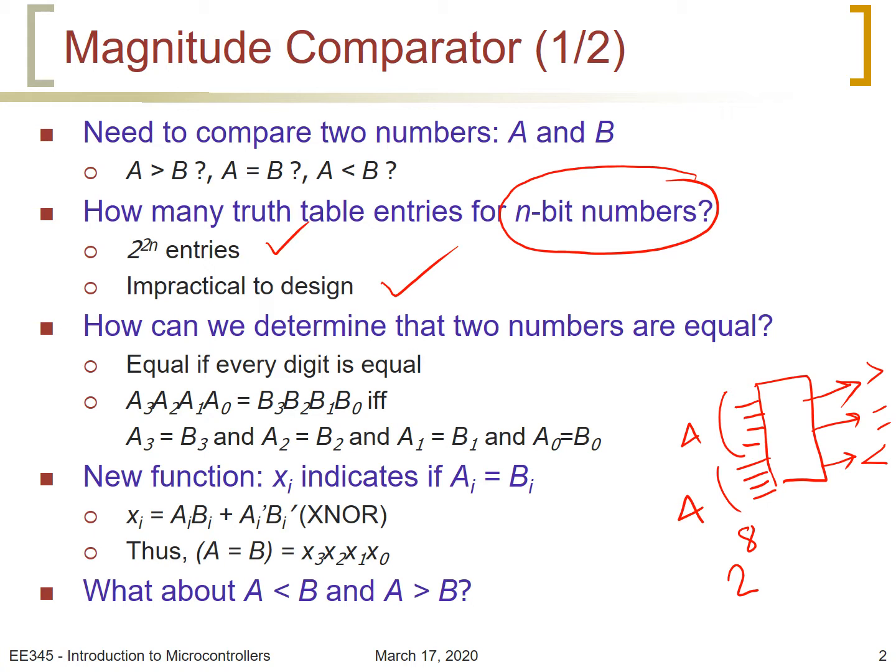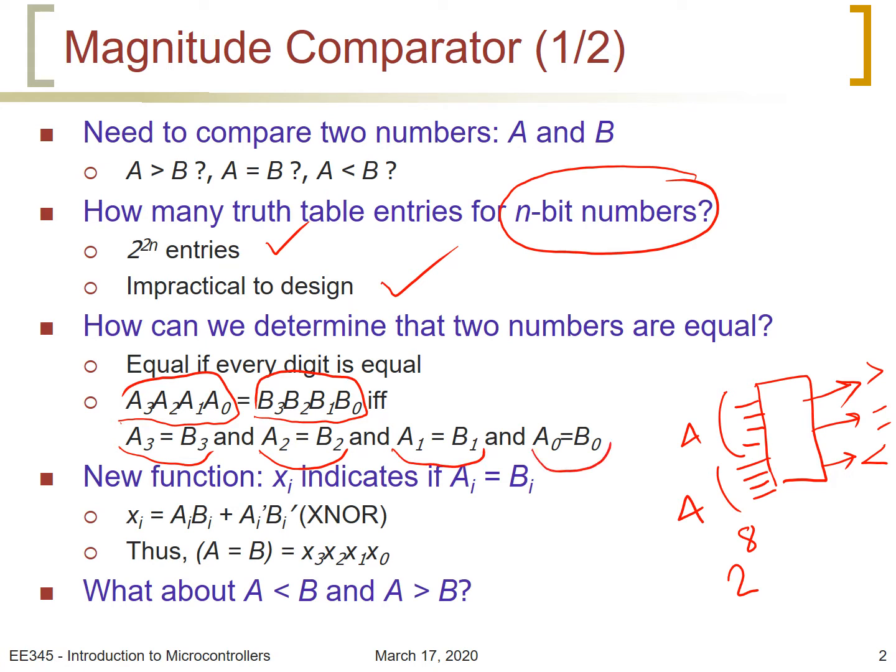Let us look carefully at the two numbers. If we write A as A3, A2, A1, A0, and B as B3, B2, B1, B0 for 4-bit numbers, and ask ourselves when A will be equal to B, we find that A is equal to B if and only if A3 is equal to B3, and A2 is equal to B2, and A1 is equal to B1, and A0 is equal to B0.